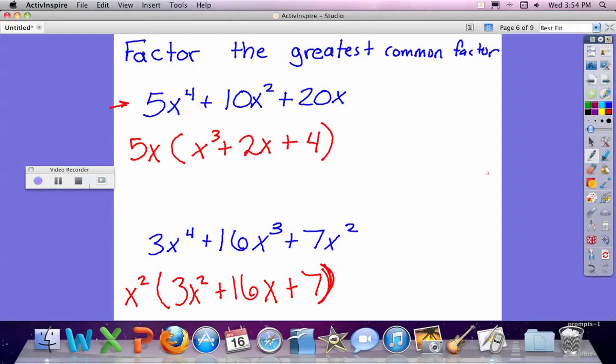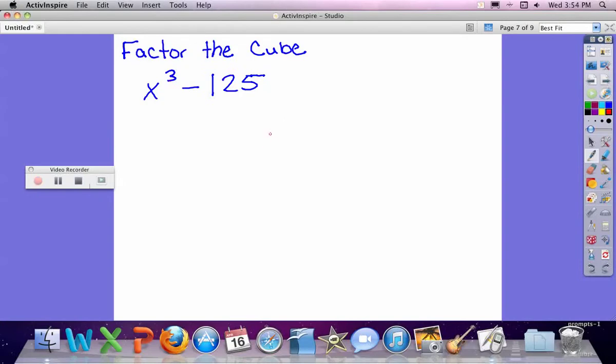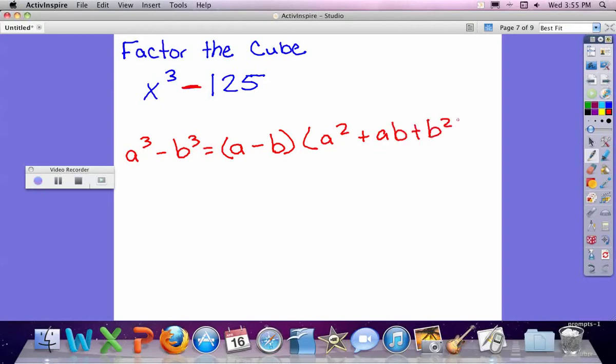Now we want to review how to factor a cube. I have x to the third minus 125. This minus tells me that I am going to use this formula. Remember, we talked about these in class. You have them written down in your notes. x is already to the third power, so it would go in for a. So a to the third becomes x to the third.